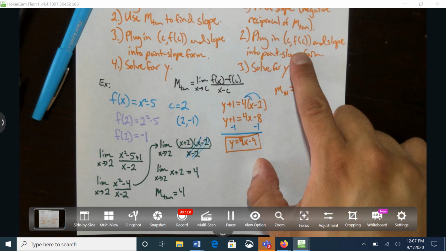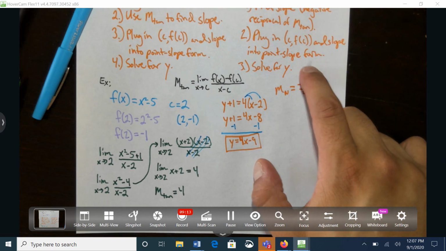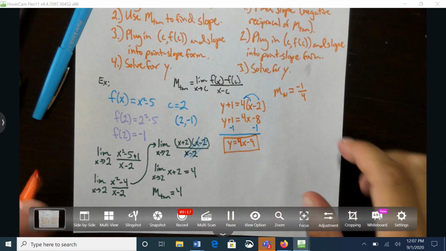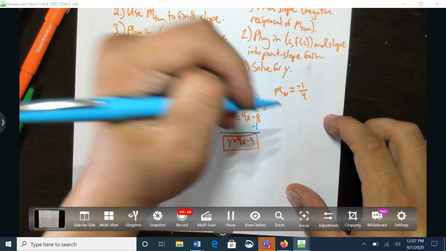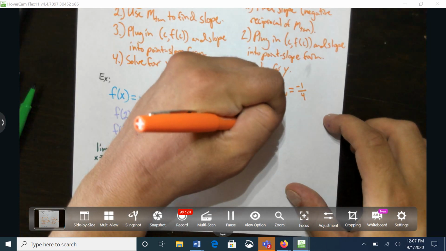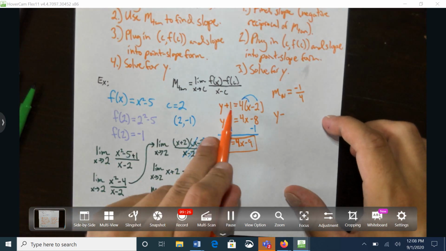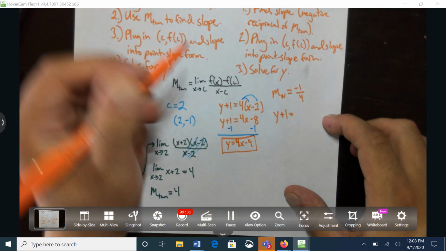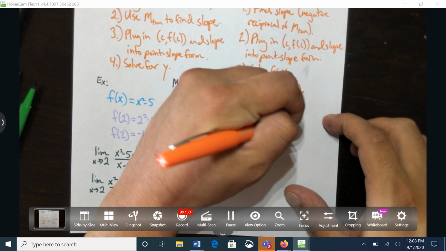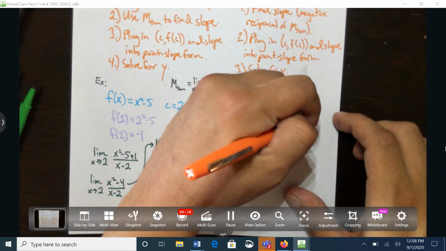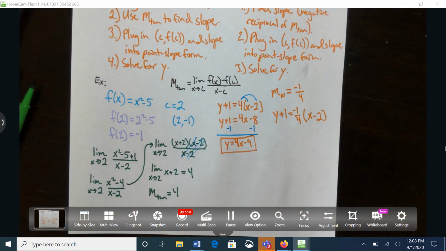Okay, so now we need to plug in our c, f of c, and our slope into point slope form. So our point slope form is going to be, let's see here. So y minus y1, well, that's going to be minus a -1, so it's +1, equals -1/4 times x minus x1, and x1 is 2. And that is our function in point slope form.